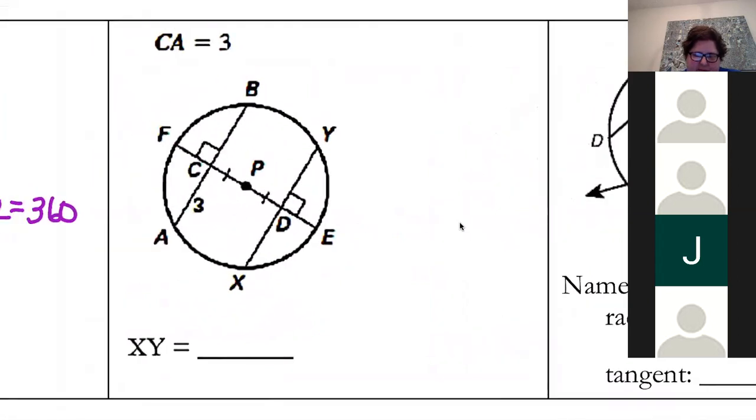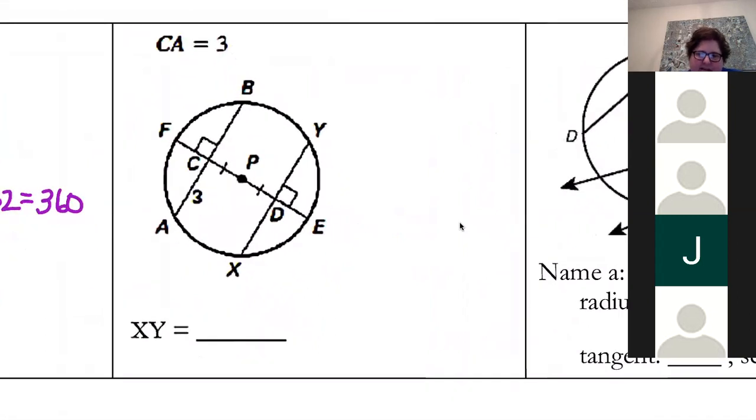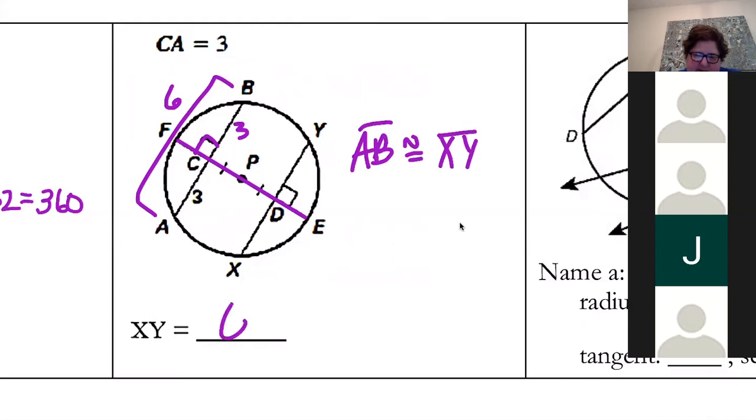All right, on this one CA is 3, and we're trying to figure out XY. Okay, so we're looking for this whole chord length. Since CA is 3, and this is a diameter that's perpendicular to the chord, it makes this also 3, which makes that whole chord equal to 6. And then because these distances are the same, that means that the chords that are the same distance from the center will be congruent. So that means that XY is also 6.